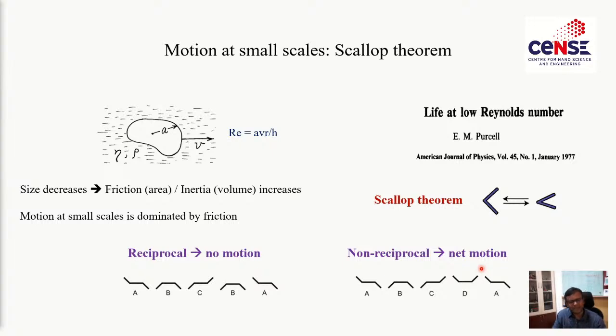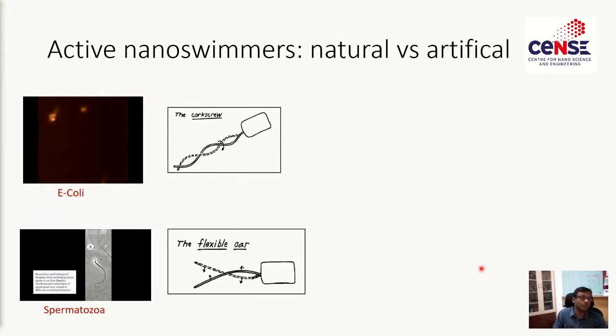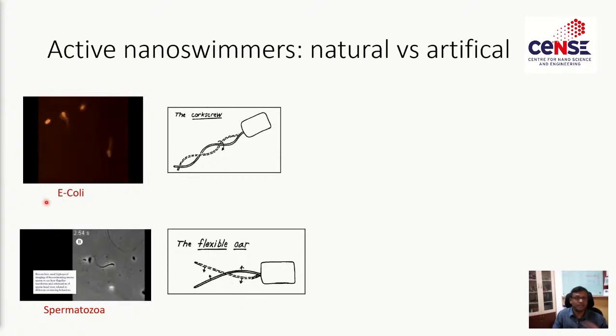But then to cut the discussion short and to really get to the crux of it, the natural swimmers over millions of years of evolution have figured out how to swim in such low Reynolds number environments. The very well known example is an E. coli bacterium. It has a helical tail, and it rotates the helical tail, just like the way a corkscrew enters the wine bottle, the E. coli will swim through the fluid.